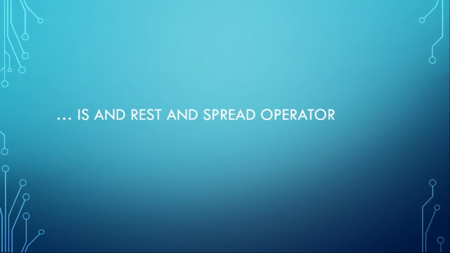So this three dot operator is called the rest and spread operator. Depending upon the use of this operator in a function, we call it a rest or spread operator. Let's understand this operator with the help of an example.